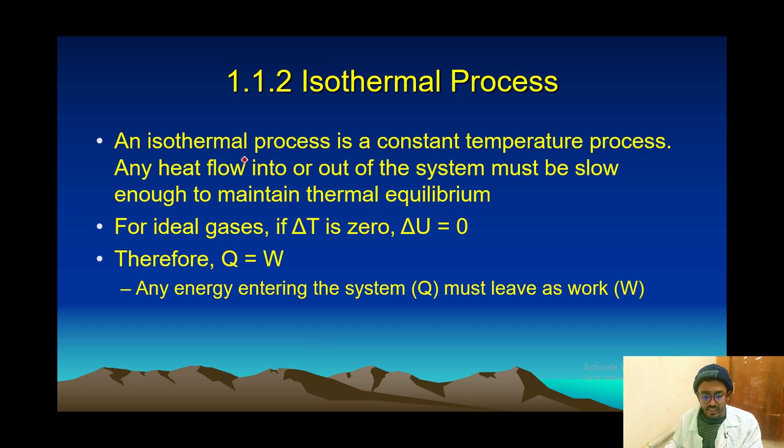An isothermal process is a constant temperature process. Any heat flow into or out of the system must be slow enough to maintain thermal equilibrium, right? So for an ideal gas, if the change in temperature is 0, then the change in internal energy is also 0, so therefore Q is equal to W. What does it mean? Any energy entering the system must leave as work W. This works for an ideal gas. This is the isothermal process.